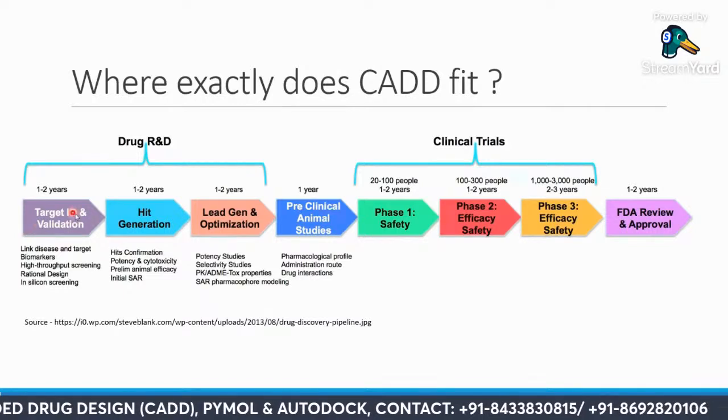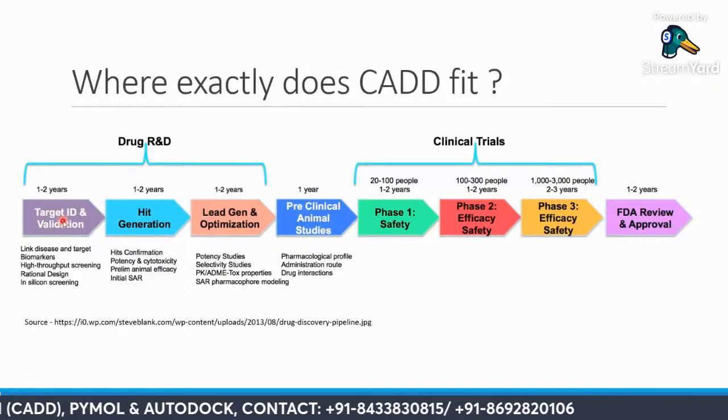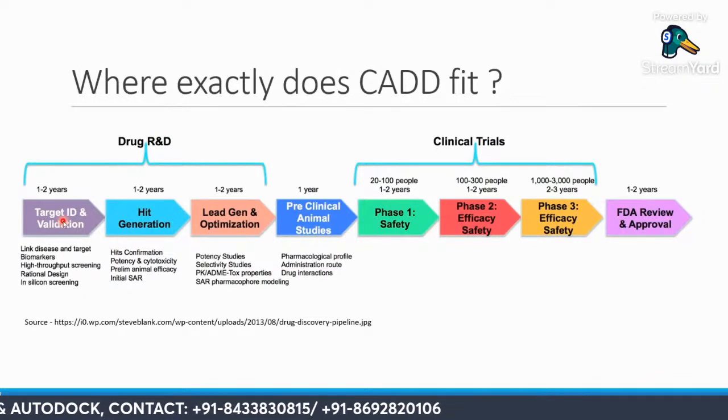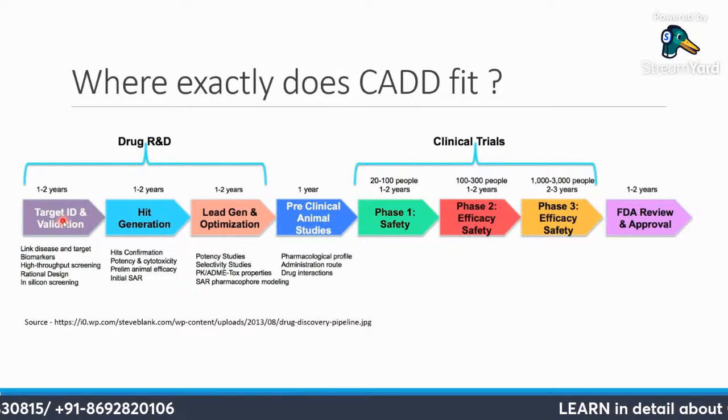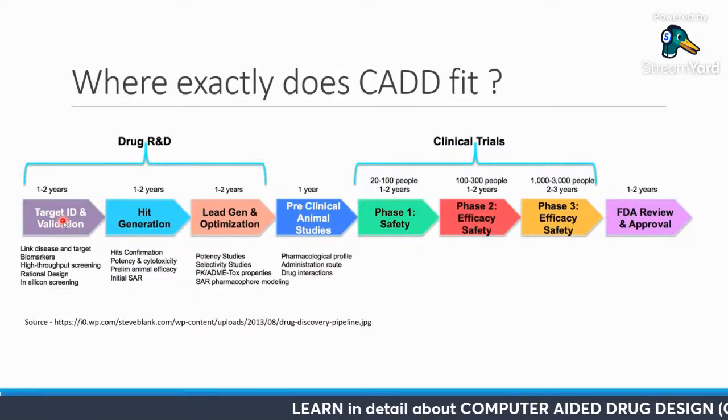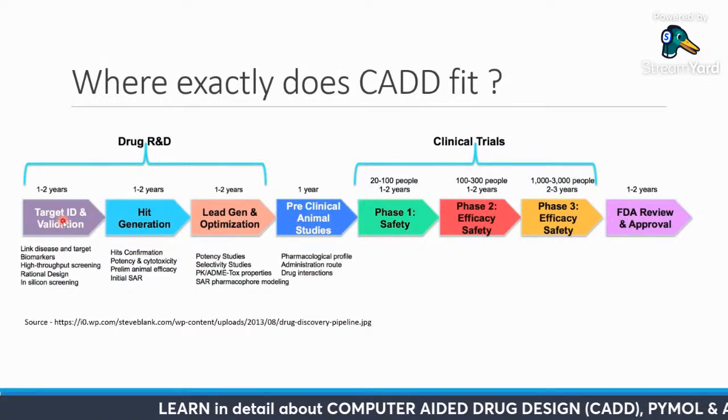So that's what it means by target identification. Target is nothing but the protein of interest. And validation is when you do knockout studies, when you remove that protein and the disease reduces or completely vanishes, then you can say that particular protein has been validated. So it's called target of interest or protein of interest.